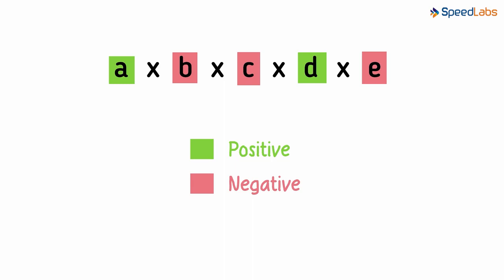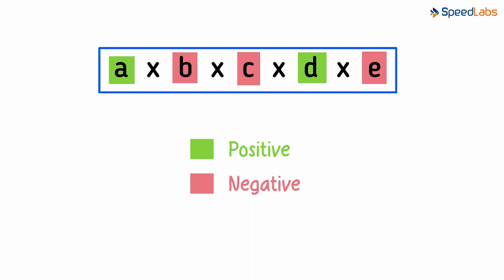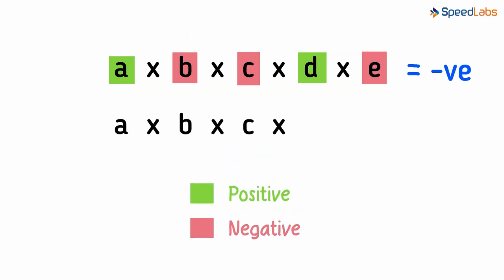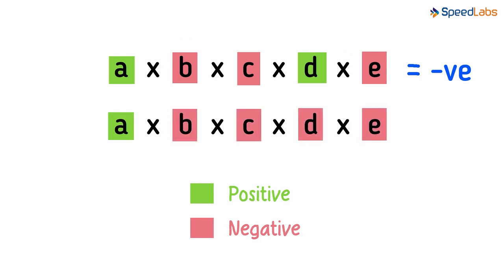We can be sure that the product of these 5 integers is negative as there are odd numbers of negative integers in the expression. And say if only A was positive and the remaining ones were negative, then the product would definitely be positive. Why? Because there are even number of negative integers in the expression.